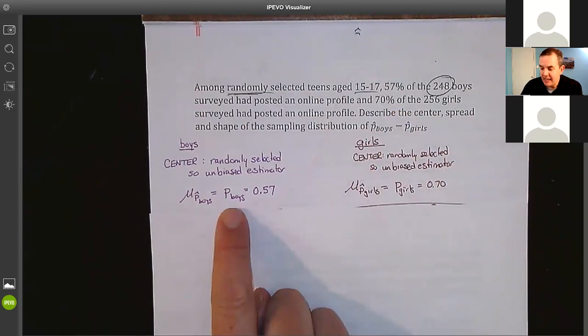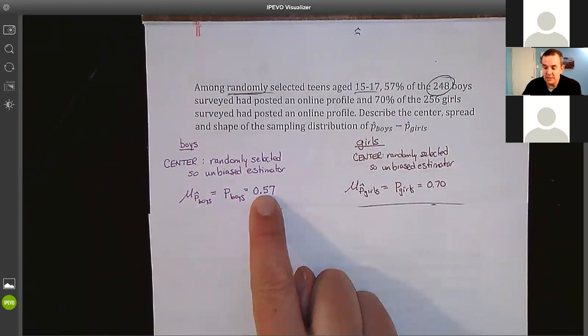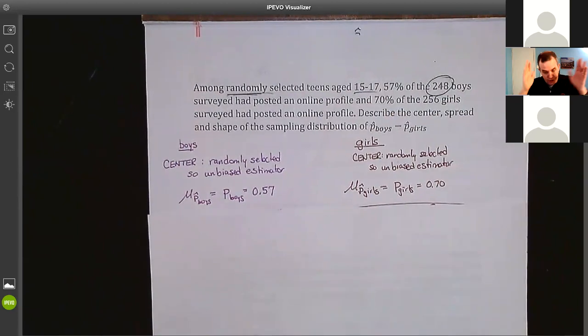So now what I have is I have boys and I have girls. I have the center of the boys distribution at 57%. I have the center of the girls distribution at 70%. So I've checked those first two conditions. Any questions on the center check on the random?